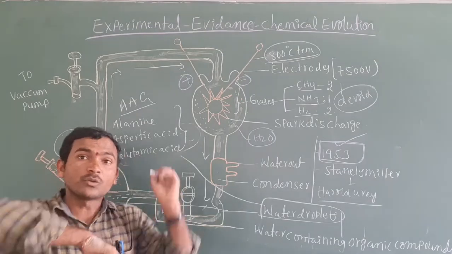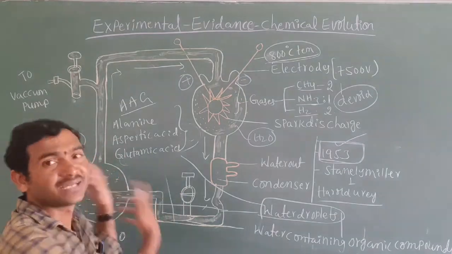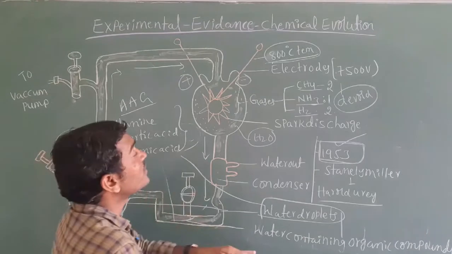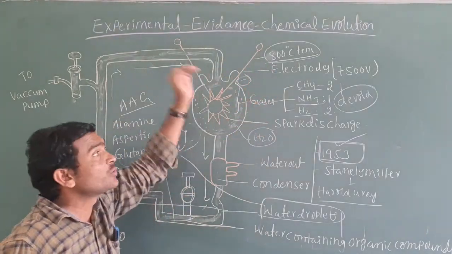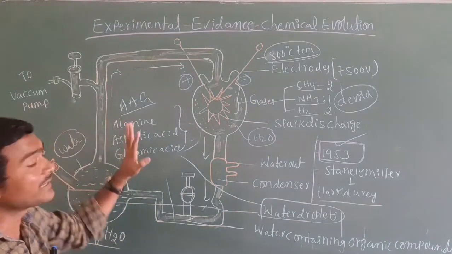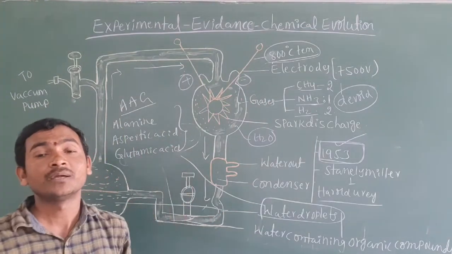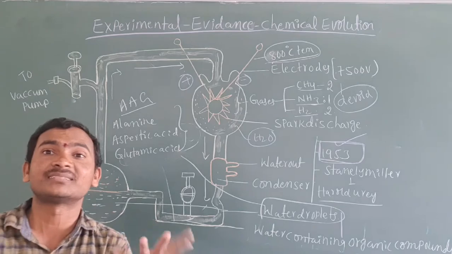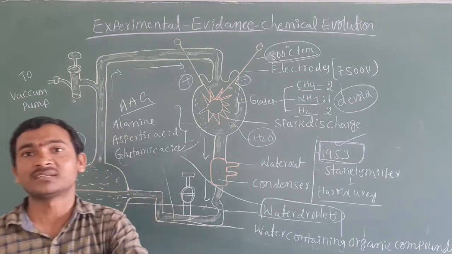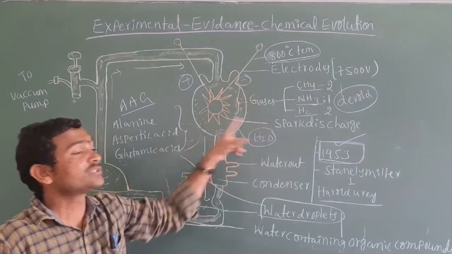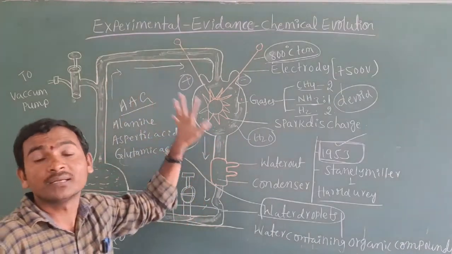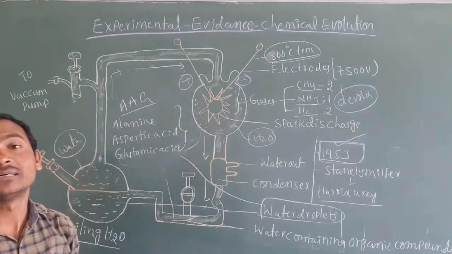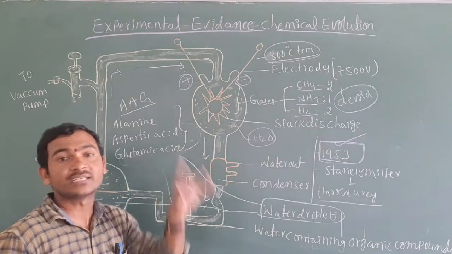But what happened when Urey and Miller did the same experiment without the electrodes, without any energy? There was no significant result. With the electrodes and energy, a significant result was observed by the scientists Urey and Miller in the year 1953.